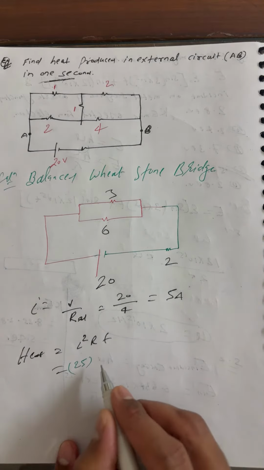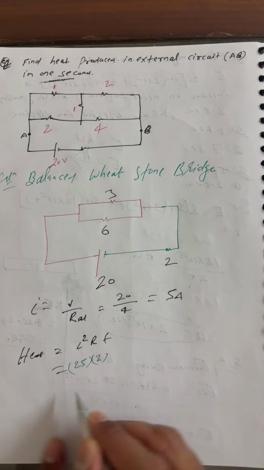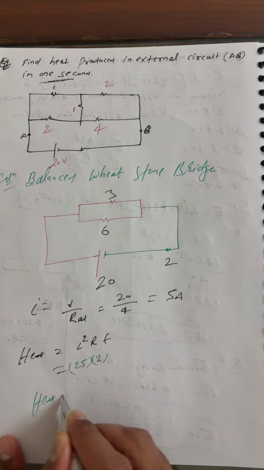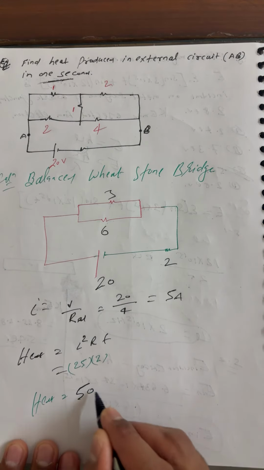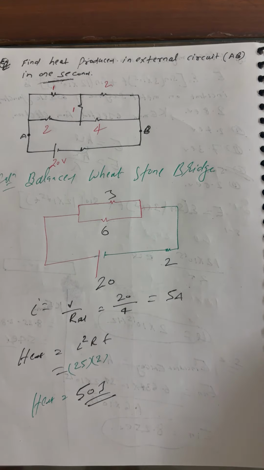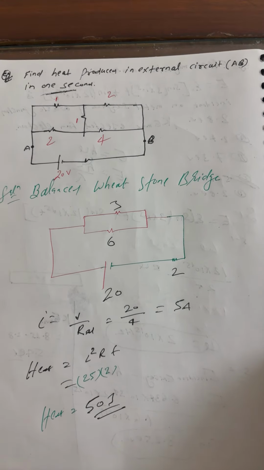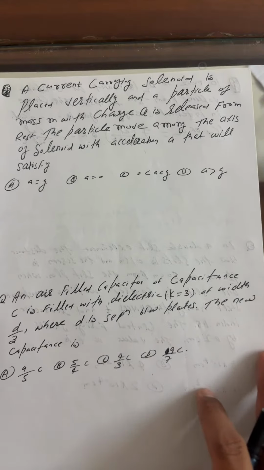No, AB beta only 2. This is what 2 beta. So what is heat beta will get, students? We will get heat is equal to what? This is basically 50 joule. So students, we will get 50 joule. Right? Okay.